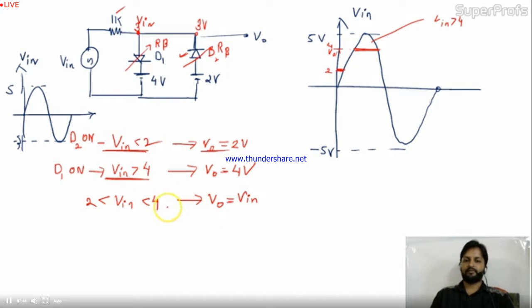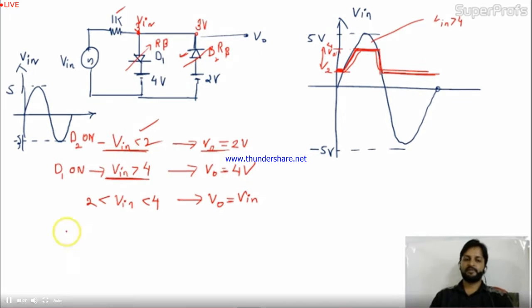In between 2 to 4, the output follows input. In this case, it will be same as like this. Again here, the value of this is dropping, so this condition is fulfilling. So output is 2 volt. Like this. So this is your output for this circuit. I hope this is clear to you. This is very simple clipping circuit.